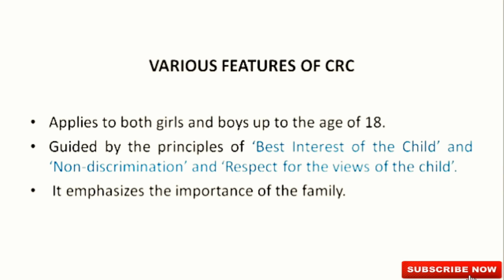Now, let us have a glimpse of what the United Nations Convention on the Rights of the Child implies. What are the various features of CRC? The first is that it applies to both girls and boys up to the age of 18. Another principle is that it is guided by the principle of the best interest of the child and non-discrimination. Non-discrimination means the student should not be separated at any platform or any purview based on caste, color, creed, etc.